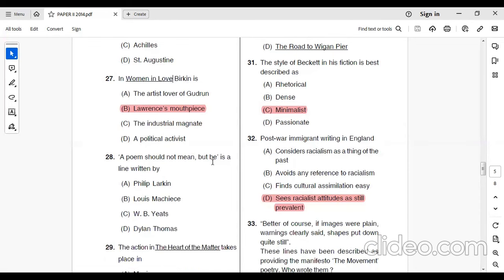A poem should not mean but be, it's a line written by. So there's no correct answer out of the four options. So again, the grace mark was given. What is the correct answer is here, MacLeish. It's written by MacLeish. MacLeish has ended his poem titled Ars Poetica. MacLeish has written a poem Ars Poetica, and in this poem the poet has ended the poem with this line, A poem should not mean but be.